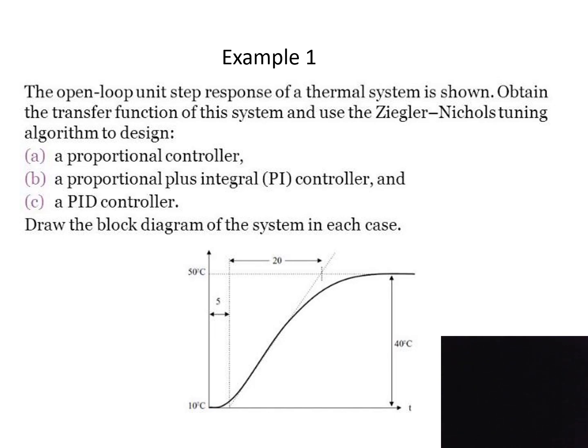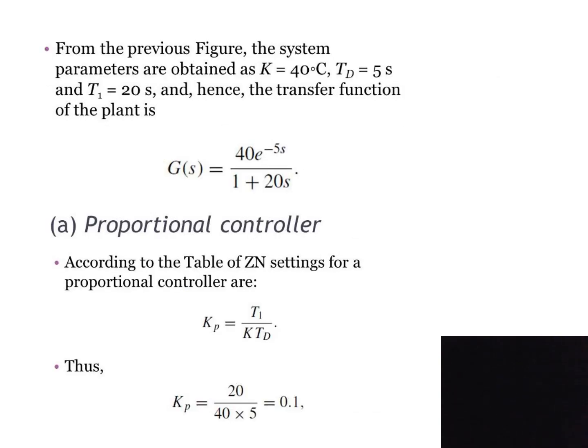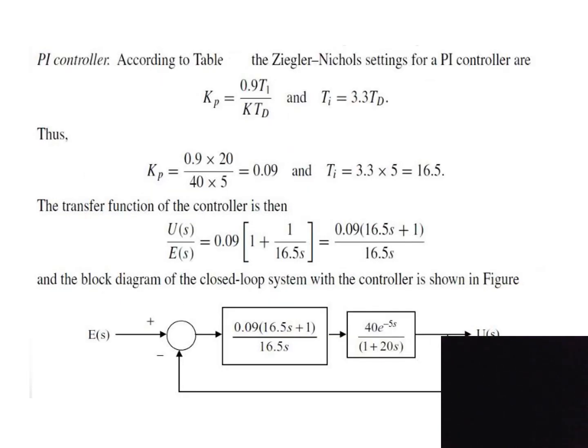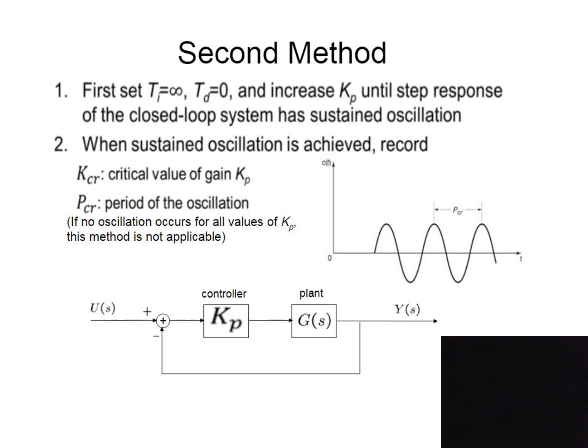Here the open loop response is given. The response starts at 10 degrees Celsius and reaches 50 degrees Celsius. So the K value is 40, the delay time is 5, and the time constant is 20. Knowing these parameters and using the tuning rule proposed by Ziegler-Nichols, one can design the controller. First, determine the transfer function of the plant, and knowing it with all the parameter settings, design the proportional controller and its transfer function. Similarly, take the proportional plus integral controller, and finally the proportional plus integral plus derivative controller.